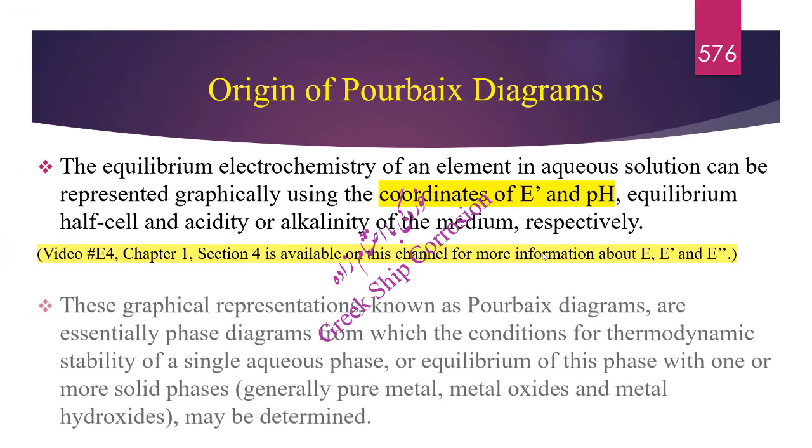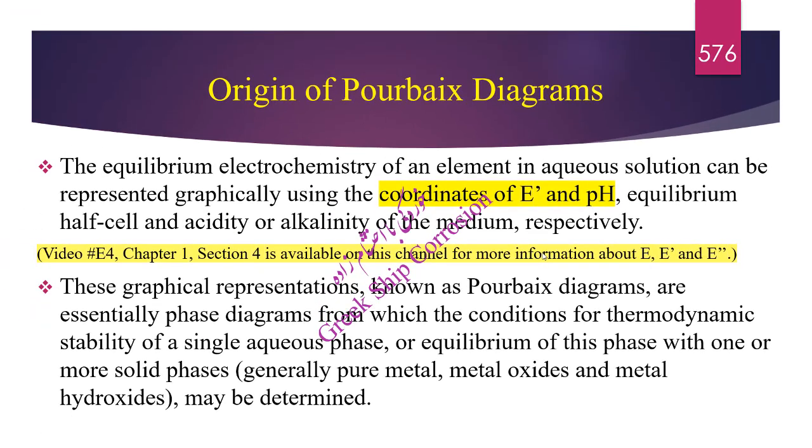These graphical representations, known as Pourbaix diagrams, are essentially phase diagrams from which the conditions for thermodynamic stability of a single aqueous phase, or equilibrium of this phase with one or more solid phases, generally pure metal, metal oxides, and metal hydroxides, may be determined.